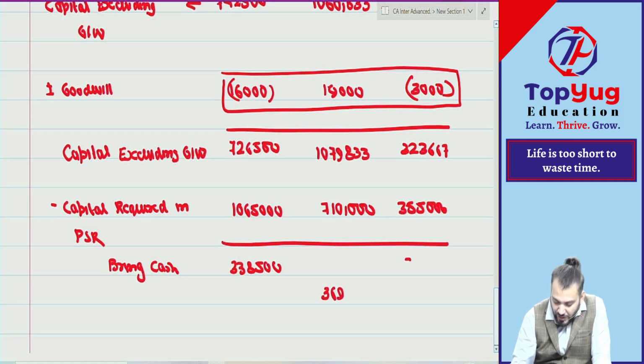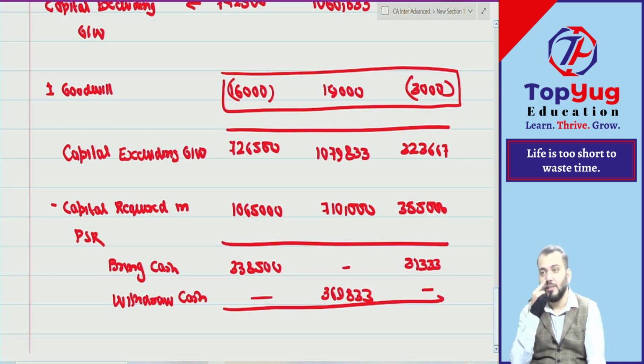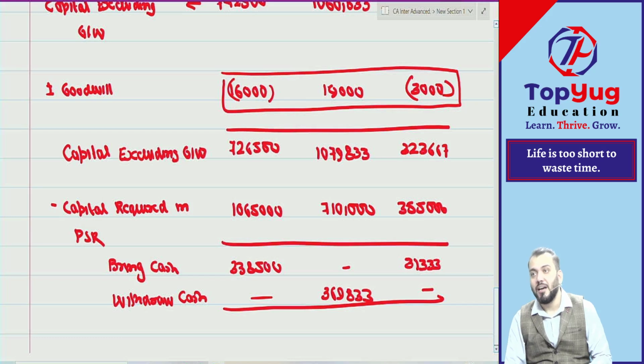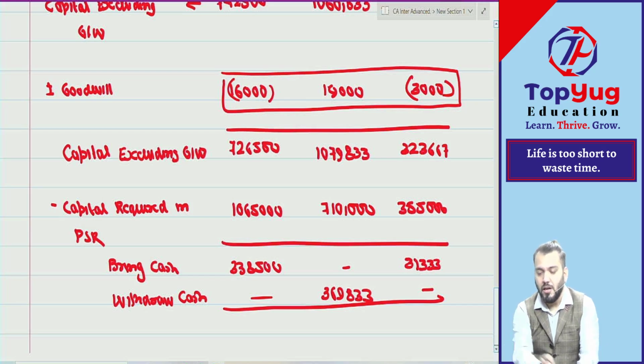3 lakh 69,833. So they will withdraw cash, and you can see the amount brought in and the amount of withdrawal is same, and therefore it will not affect the balance sheet. And then you can pass journal entry. Journal entry is very simple, that you can do it. Understood?